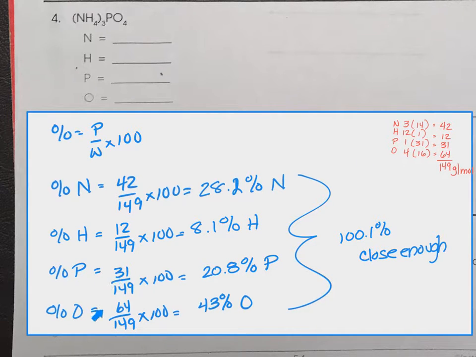42, 12, 31, and 64. And I'm going to get my percentages, which added up to close to 100%.